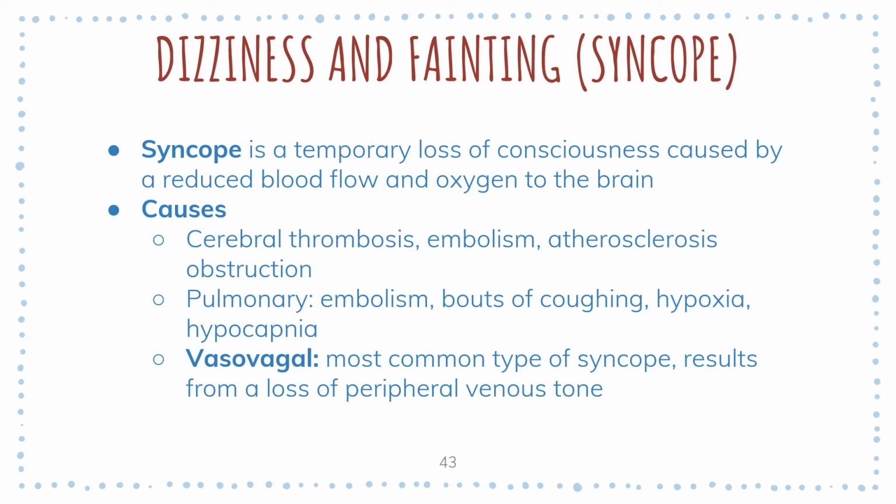So they kind of pass out, basically they have reduced blood flow and oxygen to the brain. There's several different things that can cause it. The different types of clots in your head, different embolisms, clots in your lungs. What else here? Sometimes coughing, really prolonged bouts of coughing. The vasovagal is the most common type of syncope.